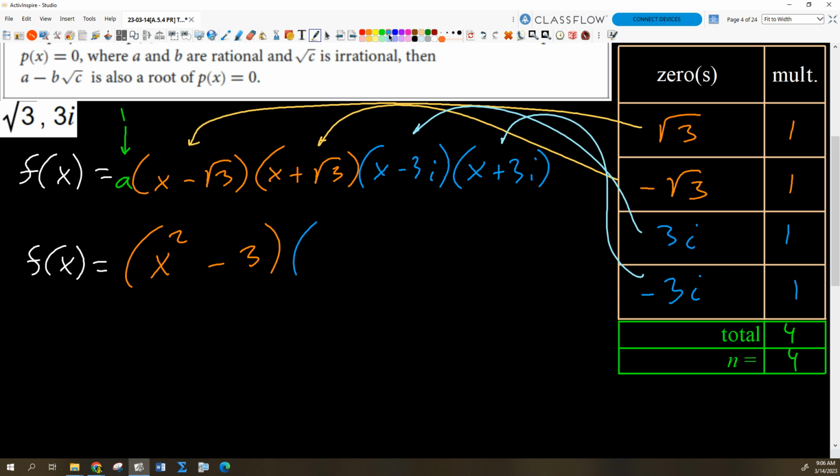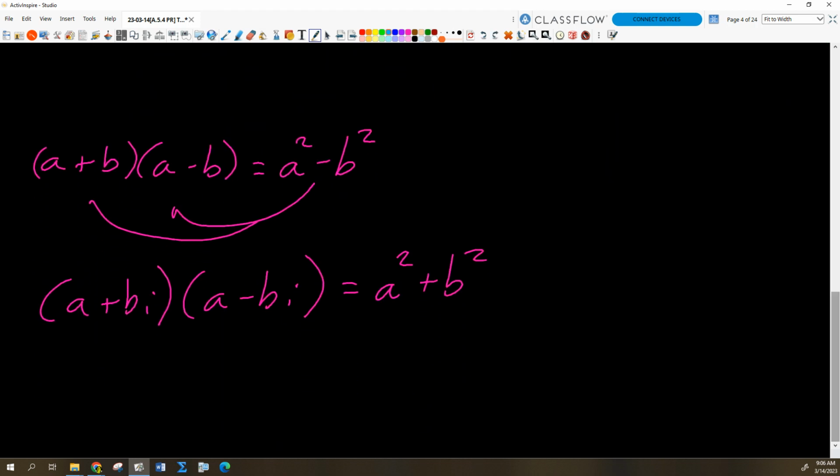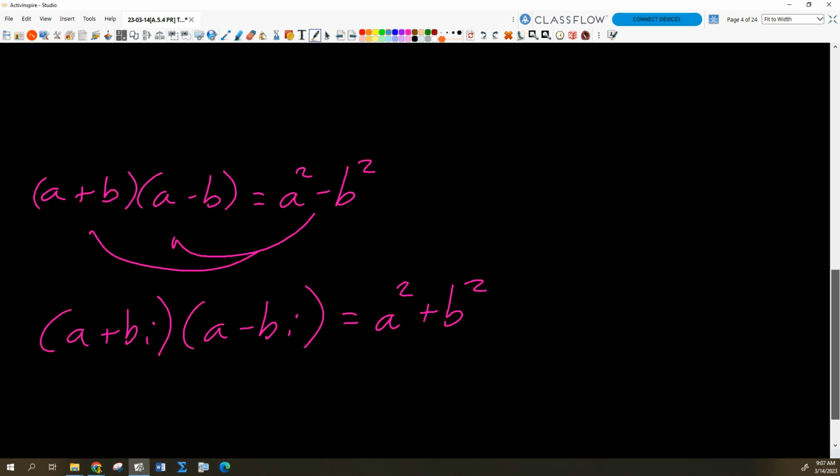Okay, now how about the blue ones? Those are complex conjugates, right? Where a is x and b is 3. So what's that going to give me? Plus 3 squared, yeah, plus 9, right? Everybody see that? Because of the i's, right? And how come that becomes a plus? Well, because what we really get here is a squared minus b squared times i squared, but i squared is -1. So it changes that negative to a plus, right? Okay.